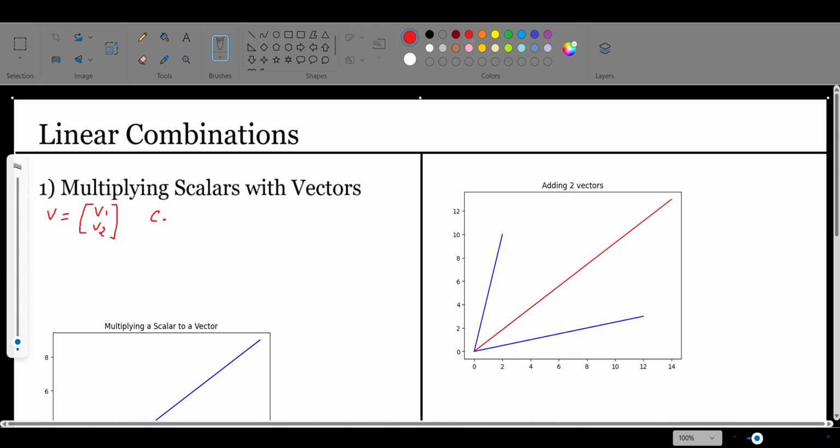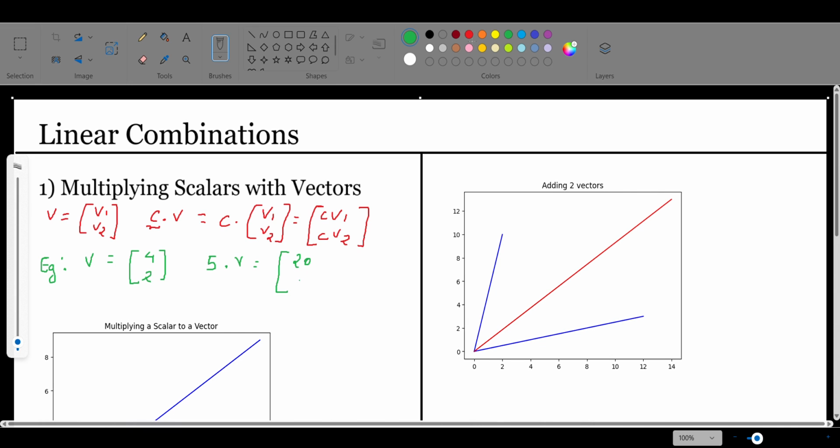And now you want to multiply v with this constant scalar c. So this is equal to c times v1, v2. Now what you do is you multiply each component with this constant value c: cv1, cv2. Okay. For example, let's say v is equal to 4, 2. And now you wanted 5 times v. That would be equal to 20, 10.